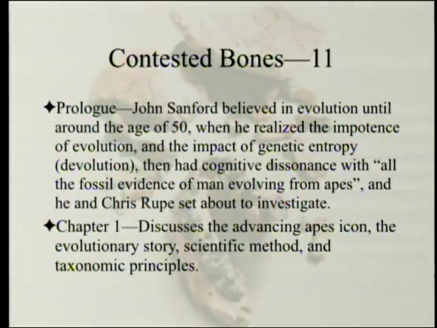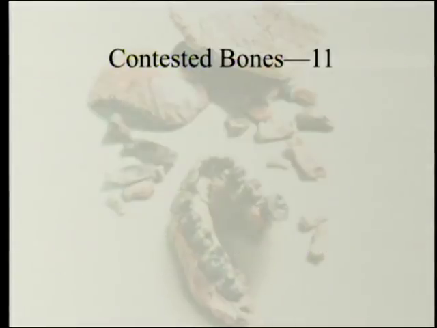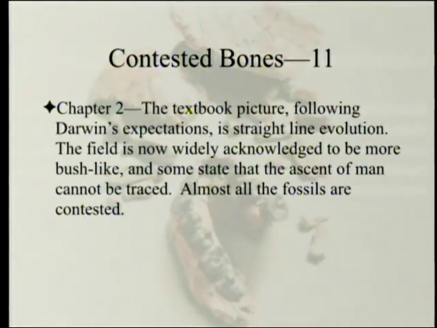Chapter 1 discusses the advancing apes icon, the evolutionary story, scientific method, and taxonomic principles, setting the stage kind of in generalities for the discussions to come. Chapter 2 discusses the textbook picture, which follows Darwin's expectations, and that is straight line evolution. The field is now widely acknowledged to be more Bush-like, and some state that the ascent of man cannot be traced. That's evolutionists that say that. Almost all the fossils are contested.